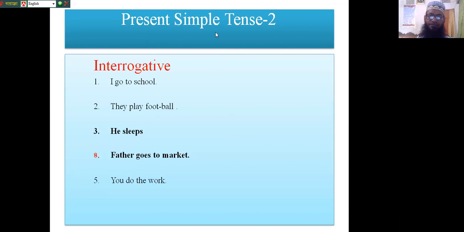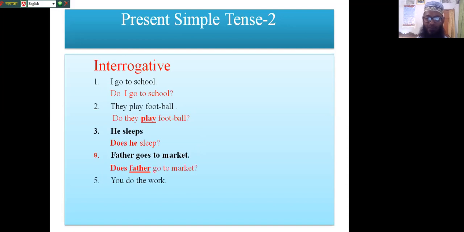Okay, present simple tense, interrogative. I go to school. Do I go to school? They play football. Do they play football? He sleeps. Does he sleep? Father goes to market. Does father go to market? You do the work. Do you do the work? The same thing happened there.